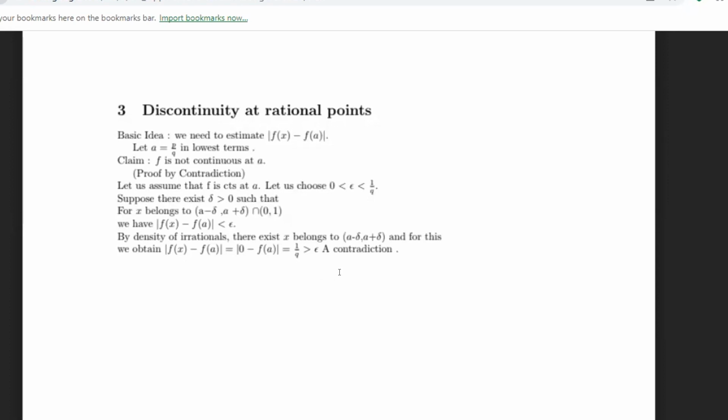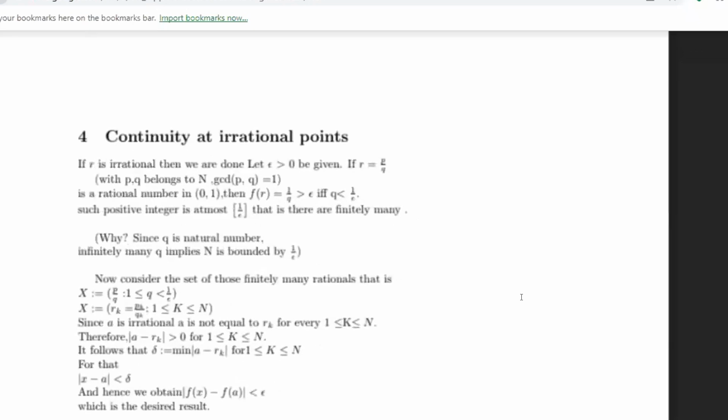That means what we have assumed is not correct. That is, what we assumed, that f is continuous at a, is not correct, which means f is not continuous at a. So we are done with the discontinuity. I think it is clear.